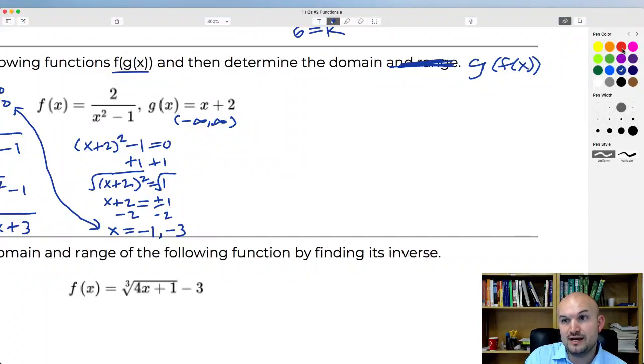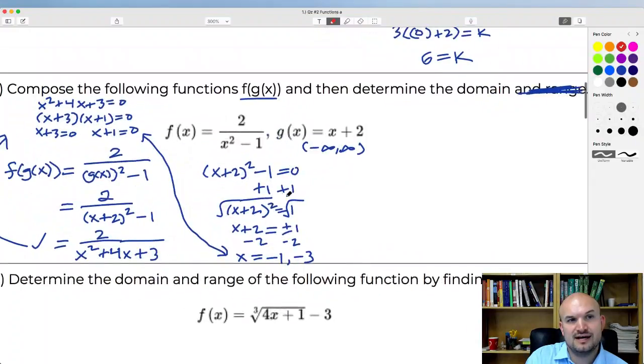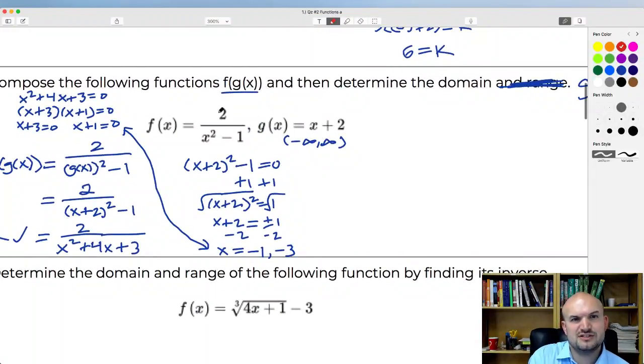So I'm going to do this in red. If we look at this on a number line real quick, this function is defined for all values except for negative 1, so there's a hole, and negative 3. It's not really a hole, but these are undefined values.